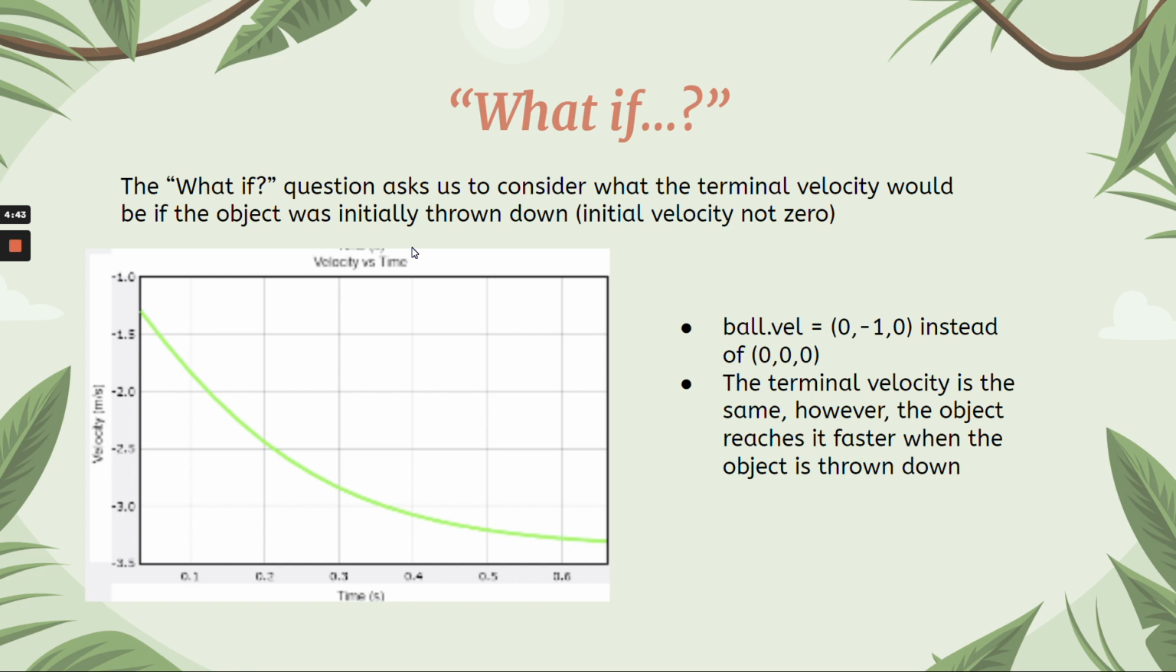And the "what if" question asks us to consider what the terminal velocity would be if the object was initially thrown down. So in GlowScript, I changed the ball velocity to be 0, negative 1, 0 instead of 0, 0, 0. The terminal velocity is the same, however the object reaches it faster when the object is thrown down.